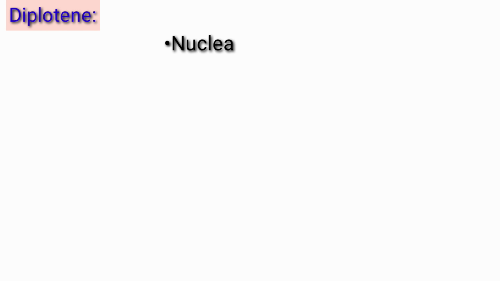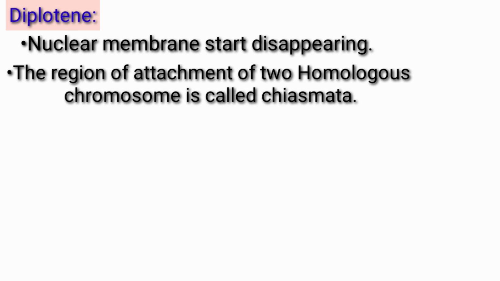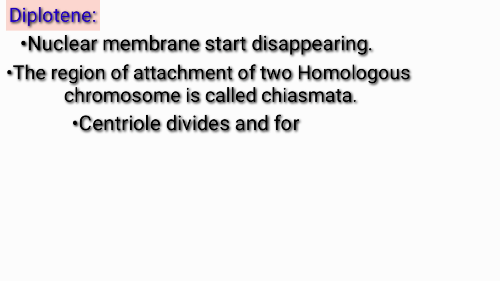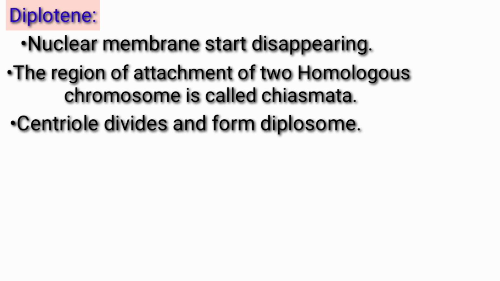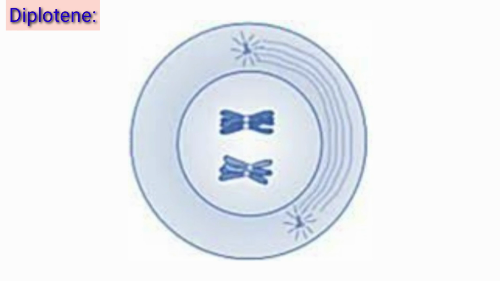In this stage, the nuclear membrane starts disappearing. In a fixed region, the two homologous chromosomes attach, and that region is known as chiasmata. Centriole divides and forms diplosome. The synaptonemal complex dissolves except at the region of crossing over. That is, they show disjunction. Disjunction means when the synaptonemal complex dissolves, then homologous chromosomes start separating from each other. This is the diagram of a diplotene stage where the homologous chromosomes started separating from each other.